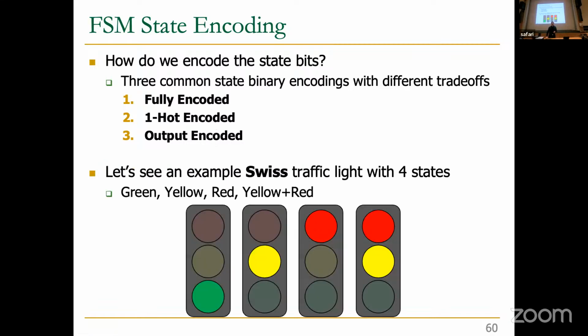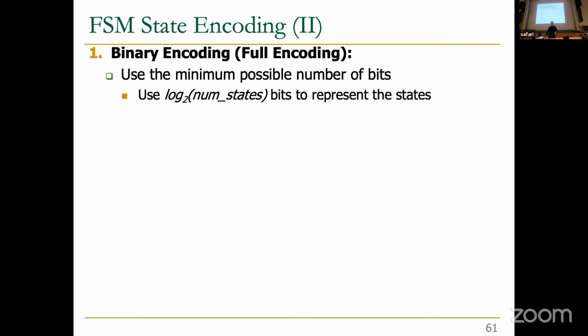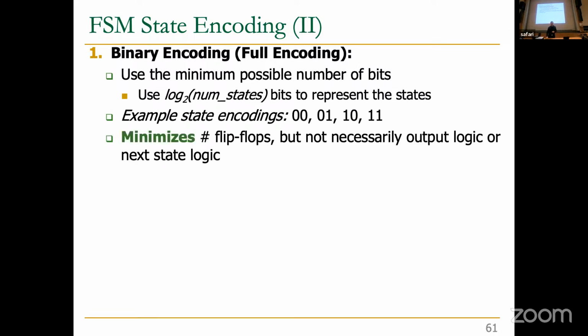So let's take a look at our Swiss traffic light again. You can see that we have 4 states over here, and this is a pictorial representation of it. Binary encoding, full encoding, means that you use the minimum possible number of bits. If you have 4 states in binary, the minimum possible number of bits is log base 2 of 4, and that's basically 2, right? And then you can assign some encodings over here. This minimizes the number of flip-flops clearly, but not necessarily the output logic or the next state logic. So that's the trade-off. You minimize the state elements, but now your combinational logic may be bigger. So there's a trade-off over here, which is interesting.